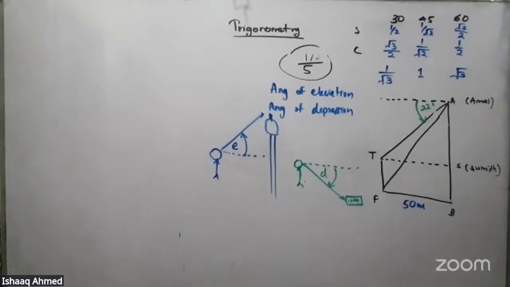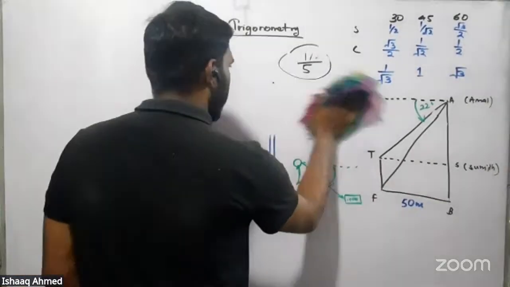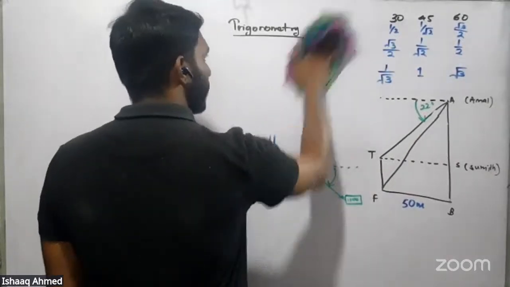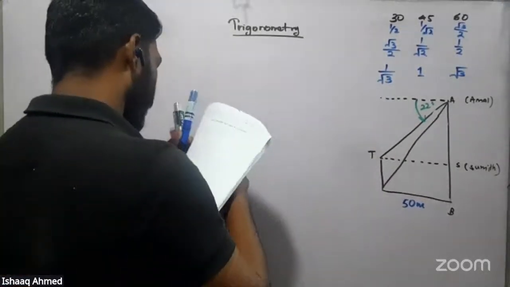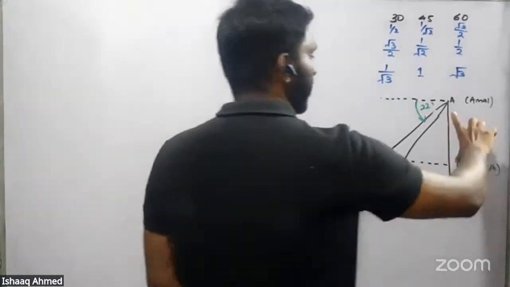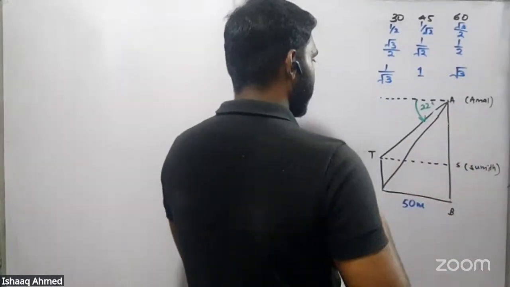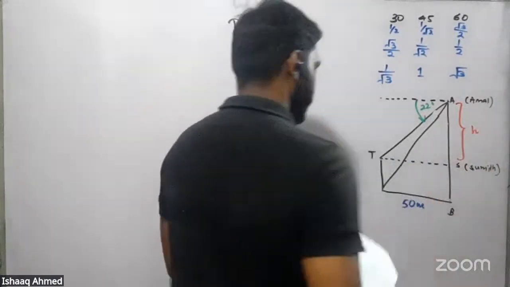By using trigonometric ratios, do the following calculation. That means, what is the calculation? Find the height SA between the two windows S and A. That means they want you to find this height H.